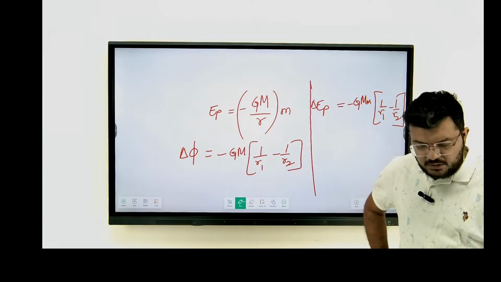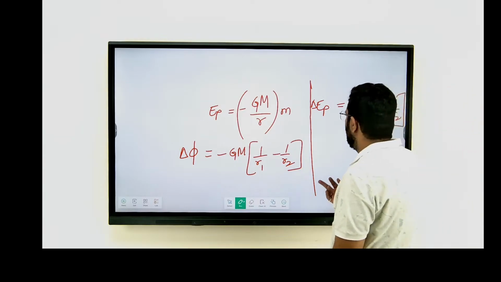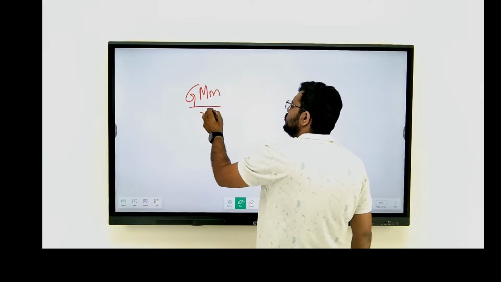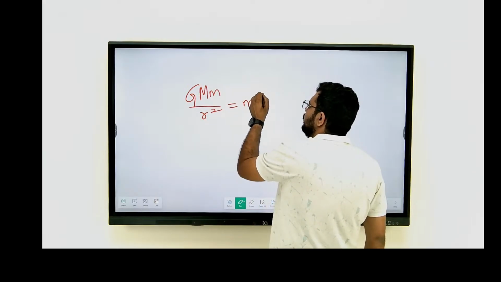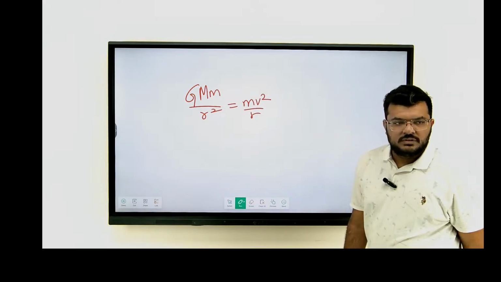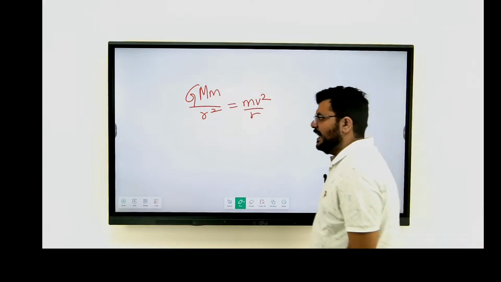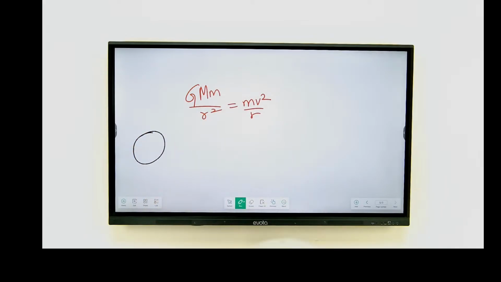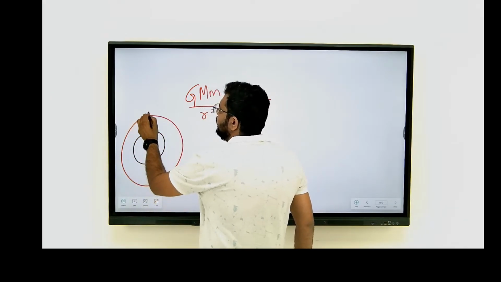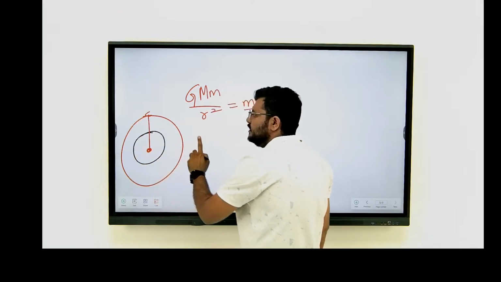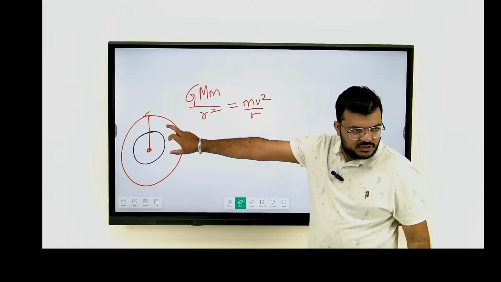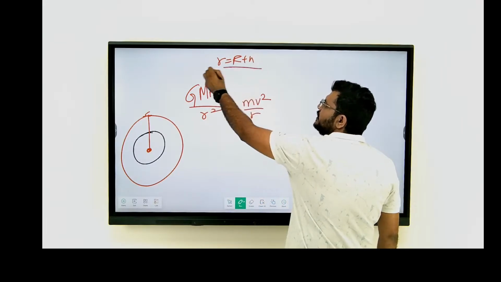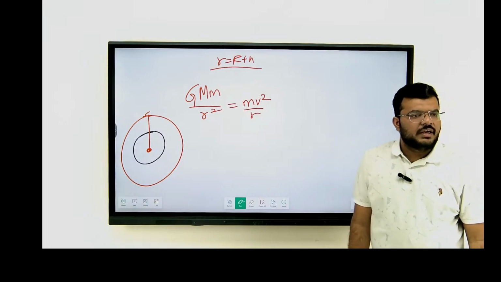Okay? Now, can we equate this new equation, that GMm upon r square is equal to mv square by r? So for a satellite, let's say this is the surface of Earth and this is the satellite. So what is r? R is not the radius of Earth. It is the separation. So everywhere r is R plus h, where h is the height above the surface and R is the radius.